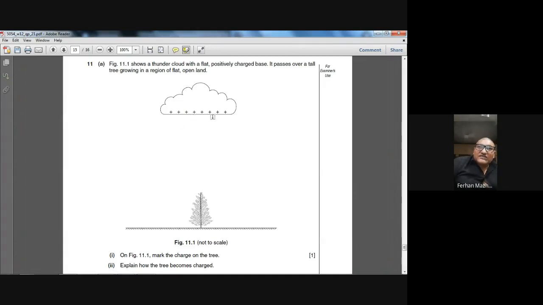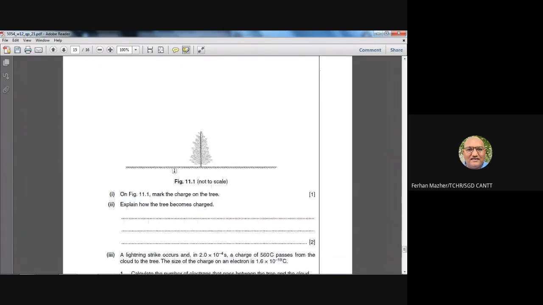Due to this positively charged bottom of the cloud, the electrons will be attracted towards this positive charge. So the electrons will come to the top of the tree. So here on the top of the tree, we will have negative charge because those negative electrons are being attracted by this positive bottom of the cloud. So it's a 1 mark question, and the second part is of 2 marks.